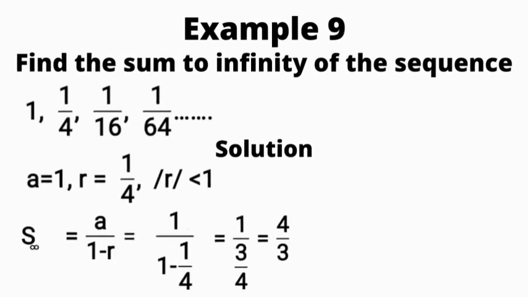Example 9. Find the sum to infinity of the sequence 1, 1 over 4, 1 over 16, and 1 over 64. Solution. The first term A is equal to 1. The common ratio r is equal to the second term divided by the first term, which is 1 over 4, while the magnitude of r is less than 1. S subscript infinity is equal to A over 1 minus r. And when we substitute these values into the formula, we have 4 over 3.